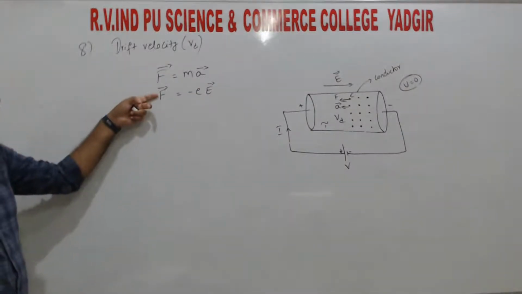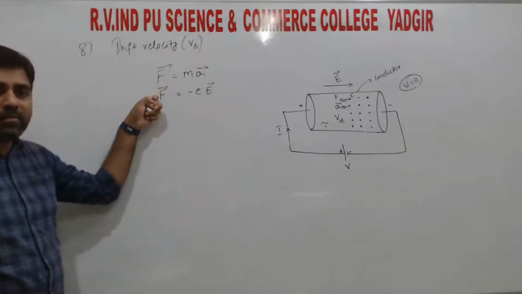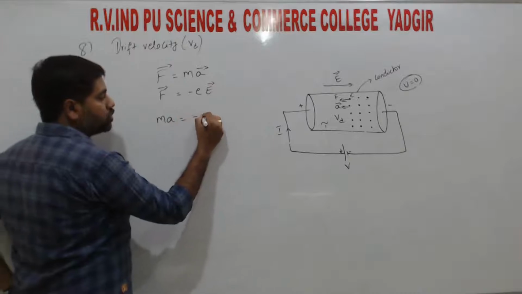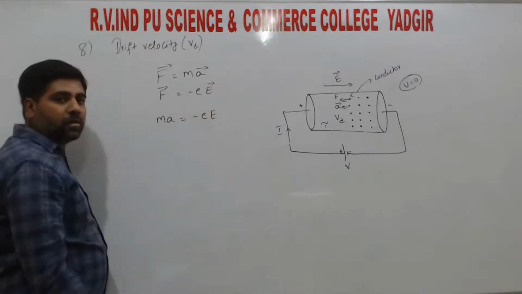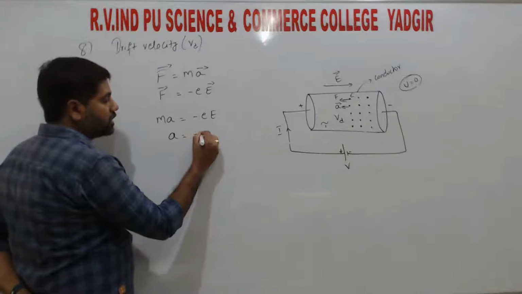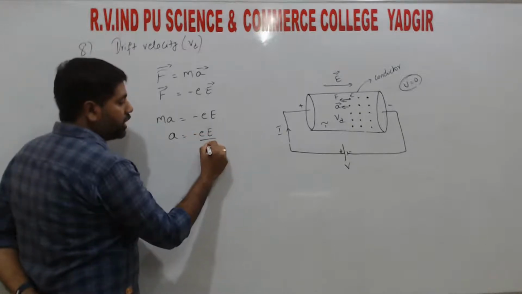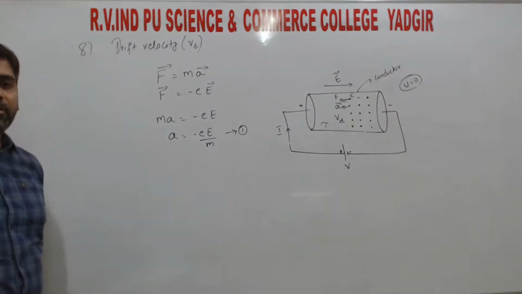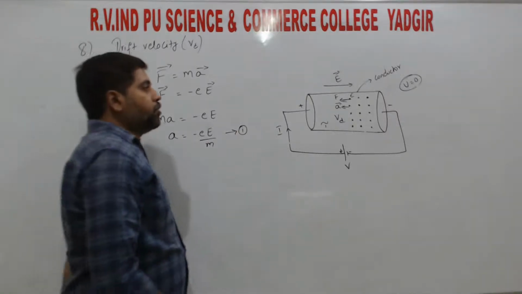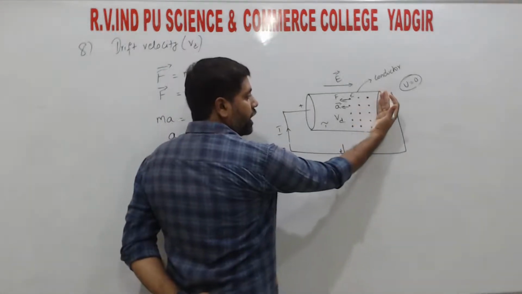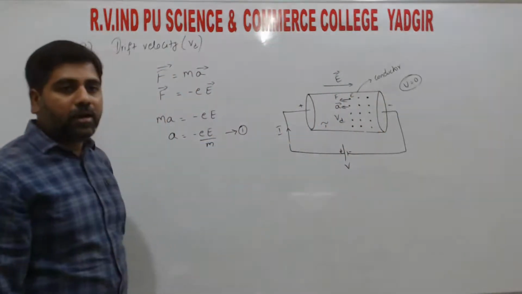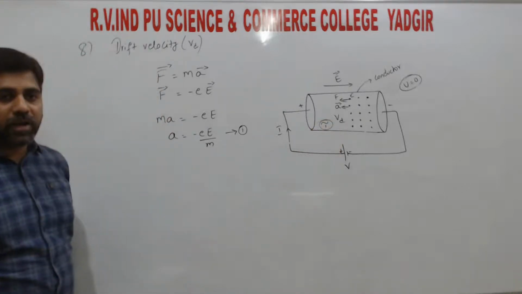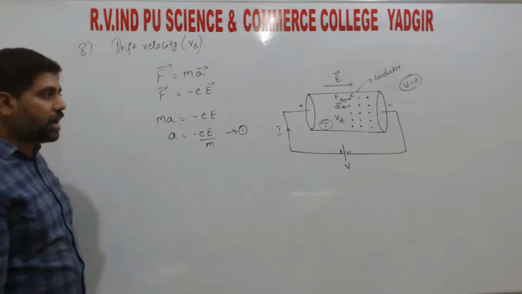From these two relations the electrons are getting the same force, so we can relate ma is equals to minus e into E. From this we get the acceleration a is equals to minus eE divided by m, calling this the first relation. Now these electrons are moving from one end of the conductor to the other end, and it takes the relaxation time between collisions to get accelerated, right?